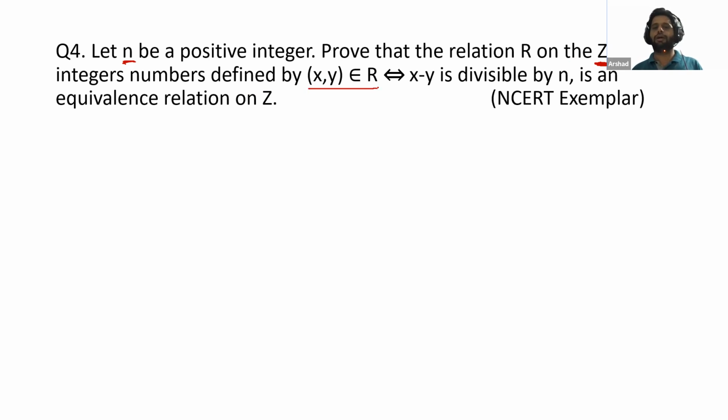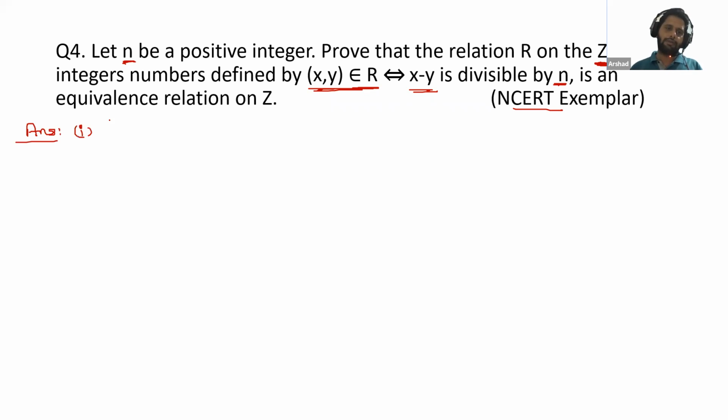(x, y) belongs to R. R is the relation. And what is the relation? x minus y is divisible by n. What is n? n is a positive integer, so it will start from 1, 2, and so on. Prove it is an equivalence relation on Z. This is your question from NCERT examples. We'll try this one.